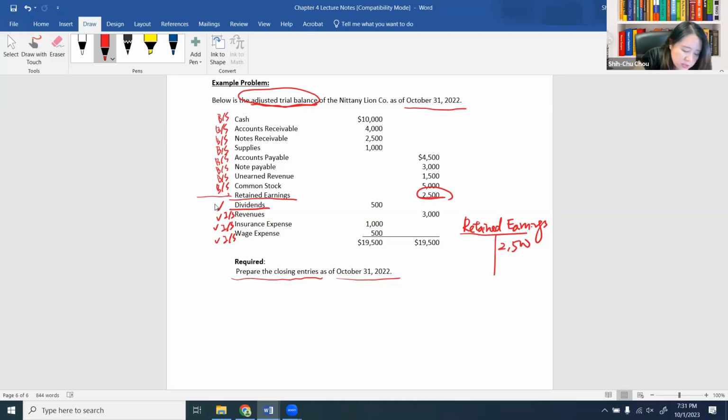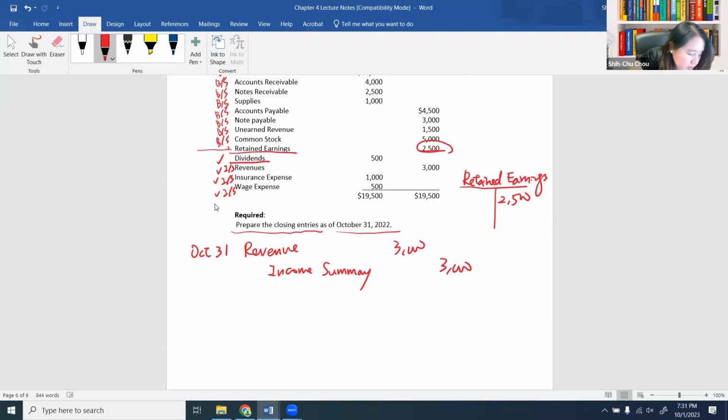So, okay, let's start. First we have to close our revenue account. To close our revenue account, we have to debit revenue. Because the revenue account carries a credit balance, to close it out we'll have to record the same amount on the opposite side. So we'll debit revenue 3,000, and then we'll transfer this amount to income summary. So we'll credit income summary 3,000.